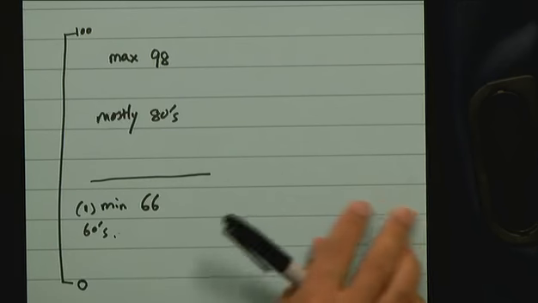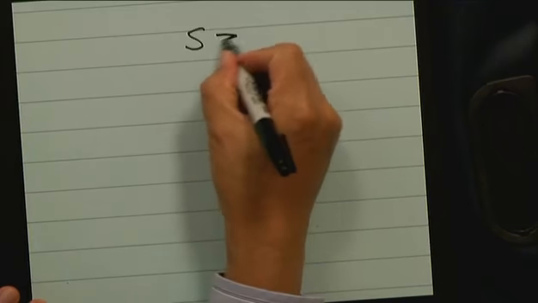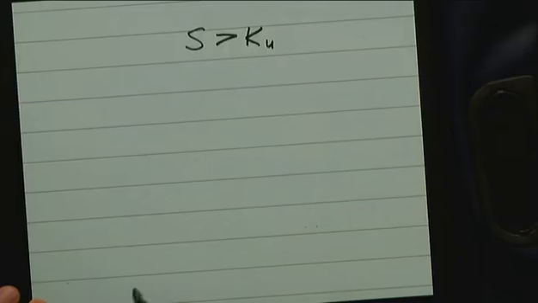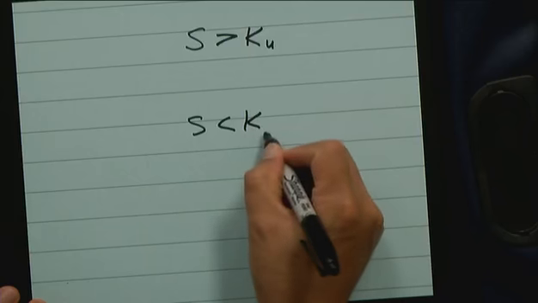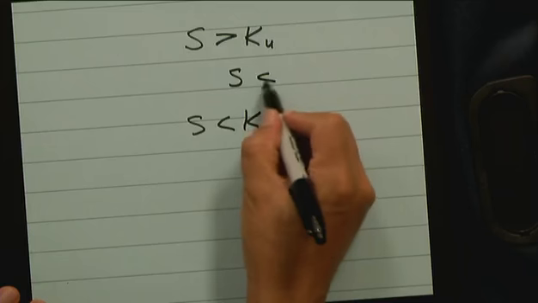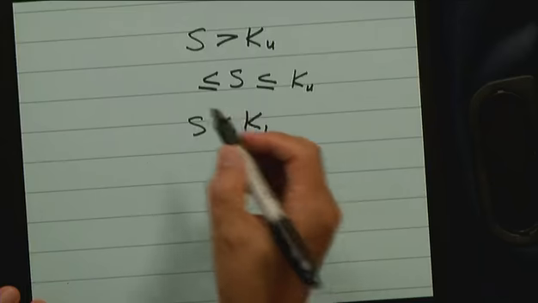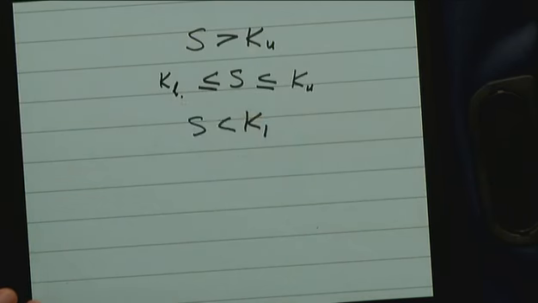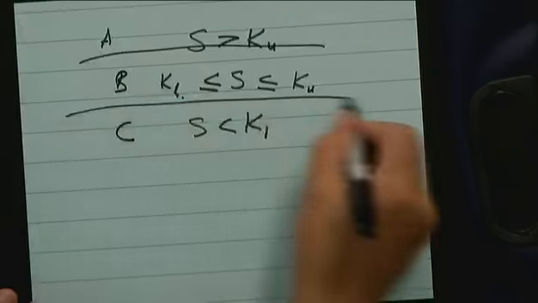If you look at this question, basically we are looking at the S score. S greater than KU is one part, and S less than KL is another. Then you have S less than or equal to KU and greater than or equal to KL. You can call them A, B, and C, so you have three parts.